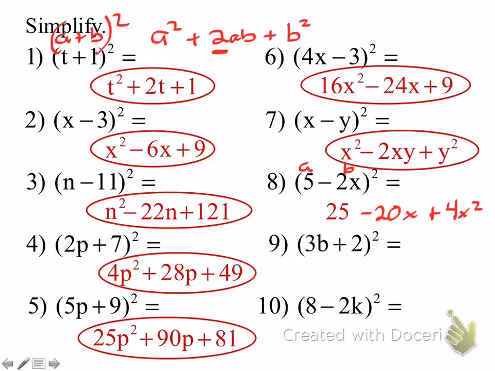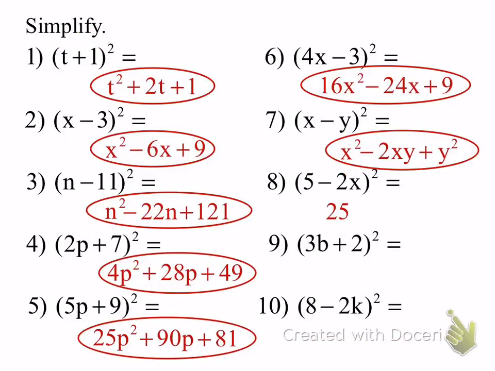Okay. Next one, number 9. Nico. 9b squared plus 12b plus 4. Good. Last one, number 10, Adriana. 64 minus 32k plus 4k squared. Okay.